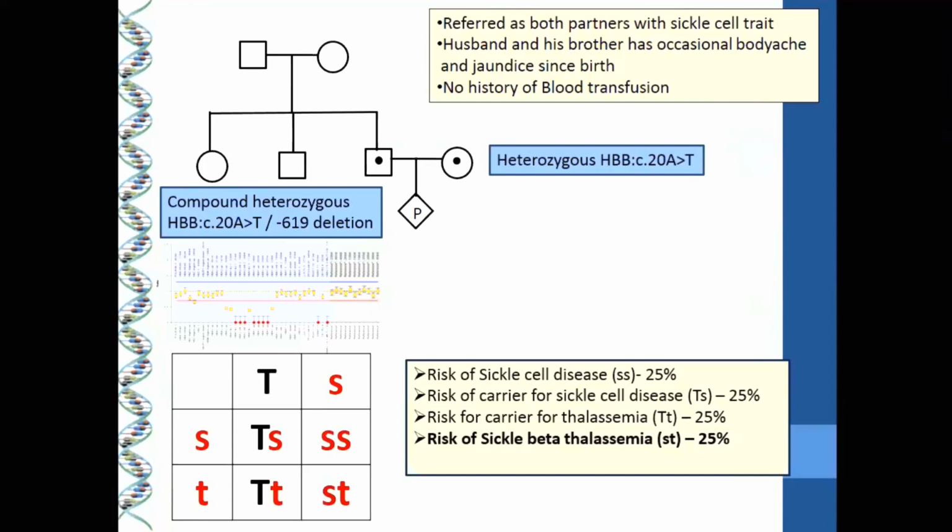So for the fetus, now we have tested the baby. The baby was found to be a carrier for only 619 deletion. Okay. So the baby is a carrier for thalassemia. There is no sickle cell mutation, and there was no deletion of alpha gene. Understood?